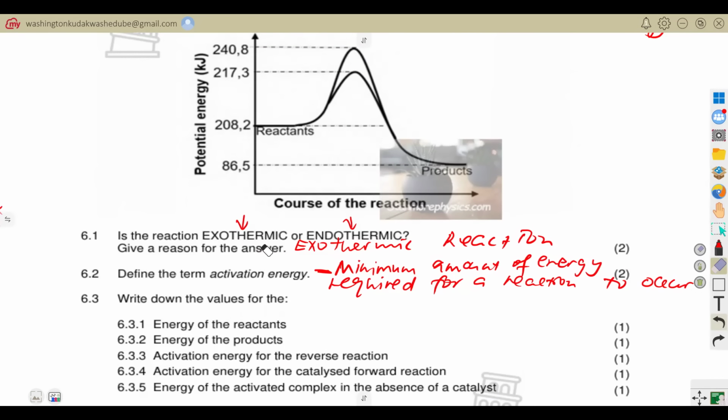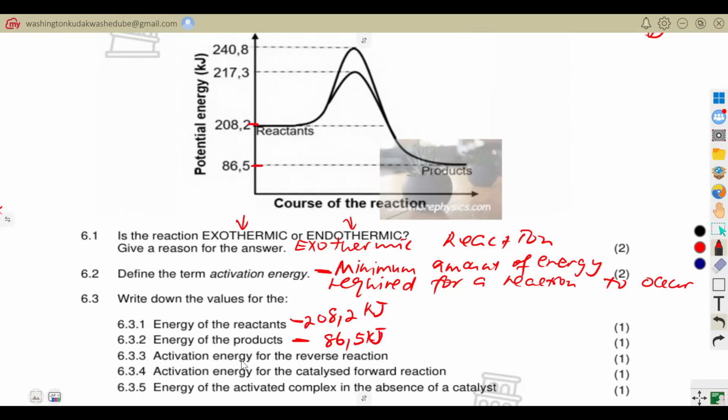So now let's look. We have already defined this. Let's look at the energy of the reactants. The energy of reactants is this one. So here you're just supposed to have 208.2. They said it's in kilojoules. That was the answer there. Energy for products is this one. It was going to be 86.5 kilojoules.